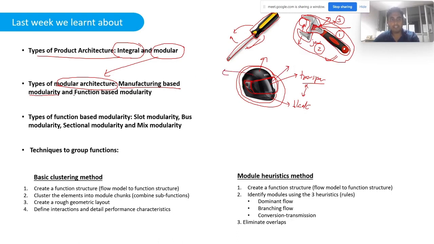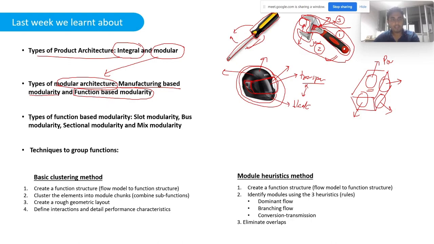Similarly, there can be function based modular design. I gave an example of a sachet dispenser where, in the last class, I showed you that based on functionality it has four different units. One is a cutting unit, one is a dispensing unit, one is a storage unit, one is a power unit. So like that, based on functionality, when we subdivide or group the product functionalities, then we call that a function based modular design.